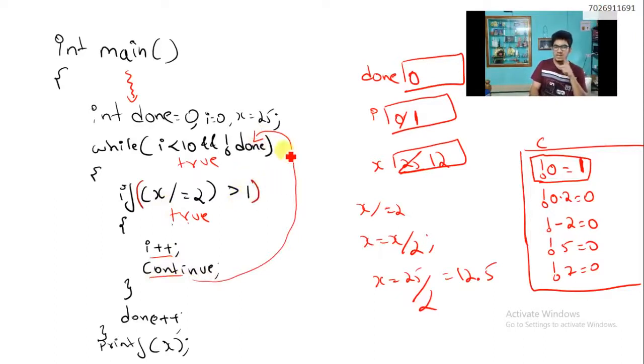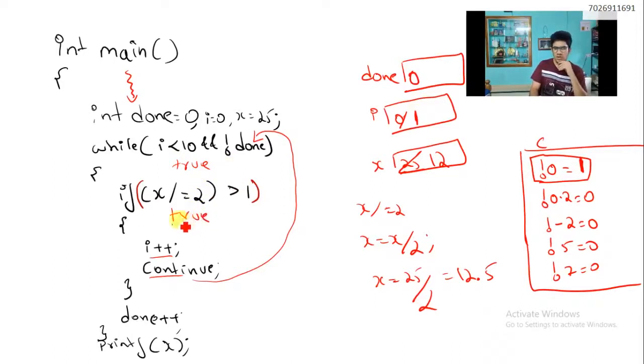Now watch here. When it checks the condition again, I am checking the i value. What's the i value? 1. Is 1 less than 10? Yes, so it is true. And not of done. What is the done value? 0. What is not of 0? Not of 0 is 1. What is true and 1? True and 1 is true. While of true means again this code will execute.